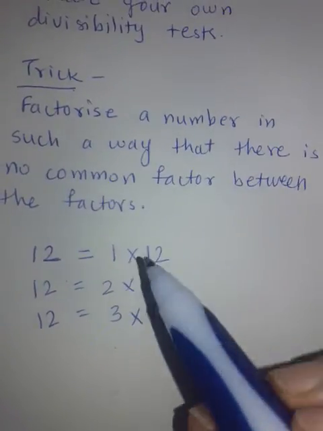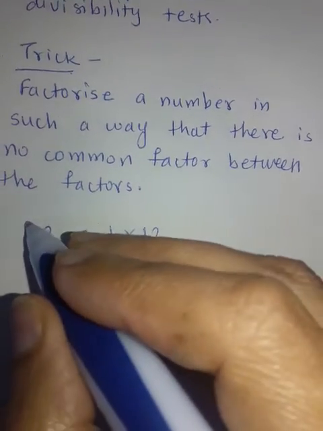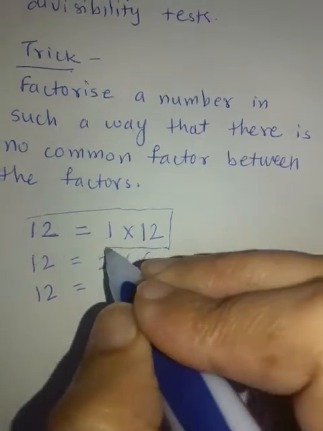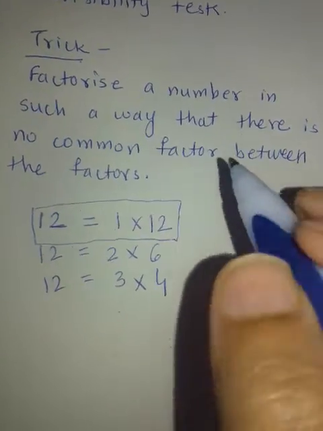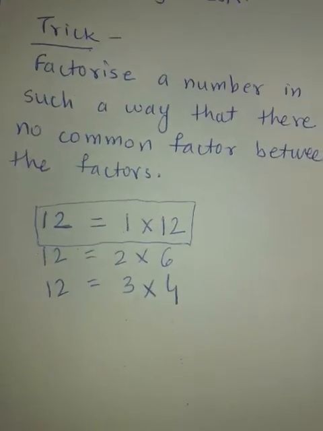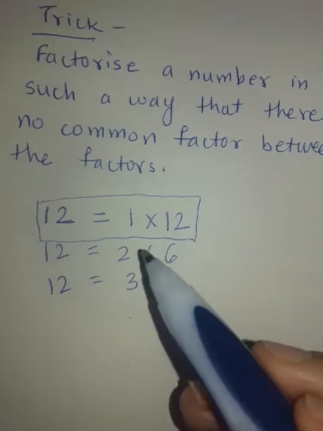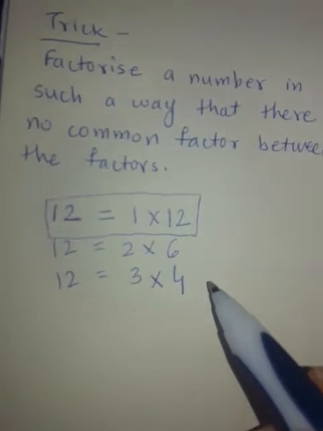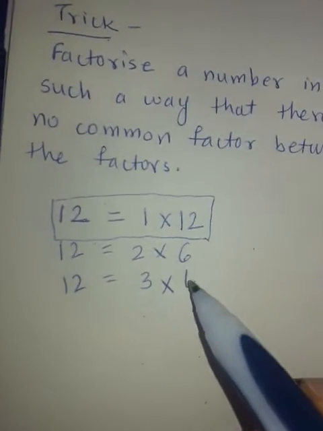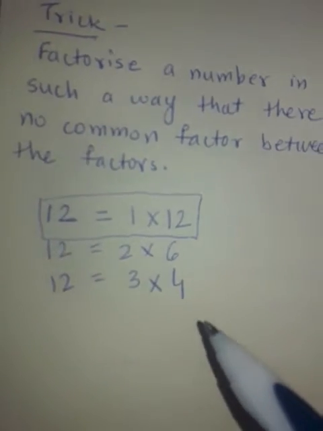Now for this trick, I am going to ignore this one. See, for every number, 1 and the number itself are always factors. So let us ignore them. Consider these two: 2 into 6 same as 6 into 2, 3 into 4 same as 4 into 3. So let us consider these two ways of factorization.